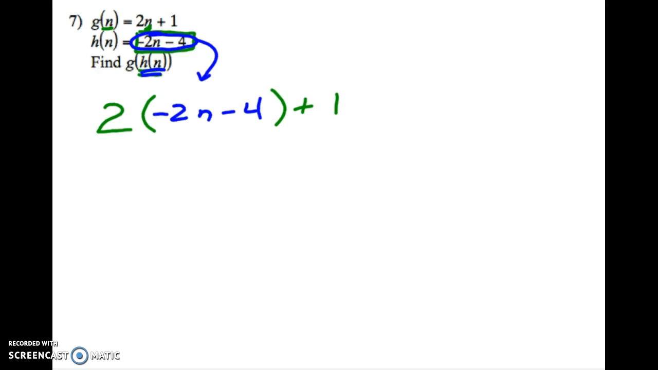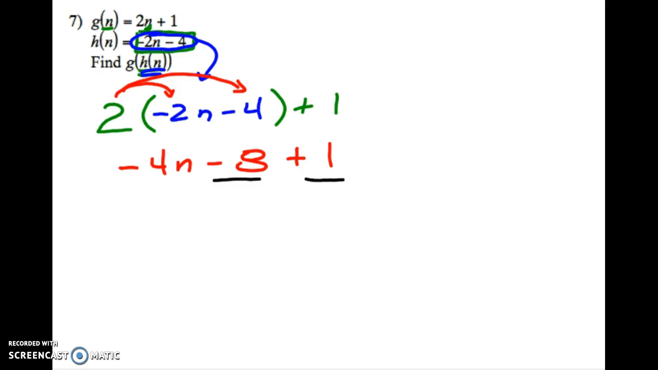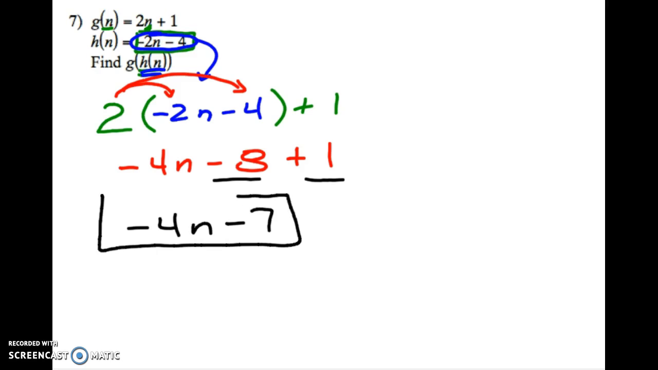Now, like I said, we're going to do the basic ones, so this isn't going to be too bad, hopefully. We're going to distribute, which should give us minus 4n minus 8 plus 1. At this point, we add the like terms. So we're going to have minus 4n. The minus 8 plus 1 should give us minus 7. And that will be our composition.